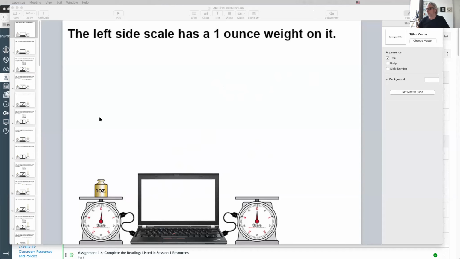All right, so in this drawing situation, this is my attempt at bad animation, but nonetheless, it works. It's a computer screen right here. There is an electronic scale on the left side, an electronic scale on the right side, and there's a single 1 ounce weight sitting on the left part right here. And so that's my setup. Does that make sense to everybody? We good on that part?